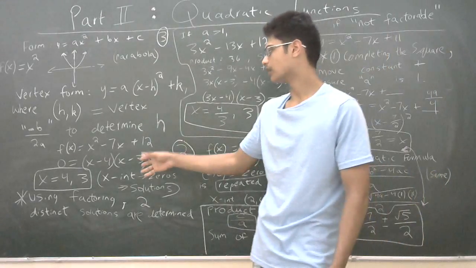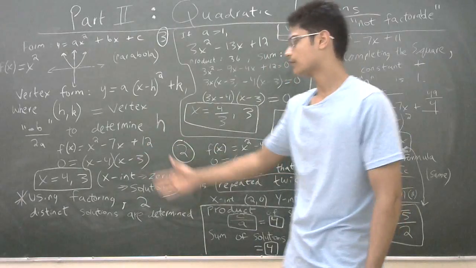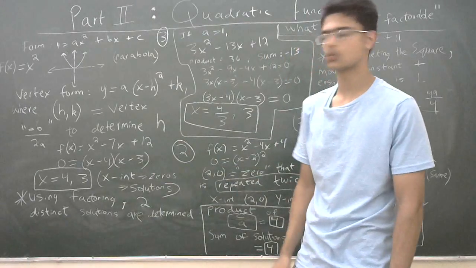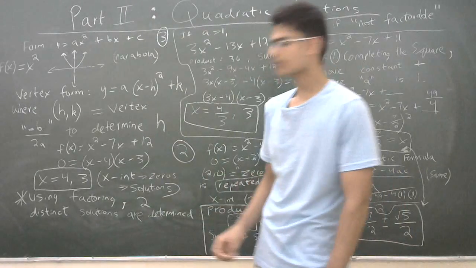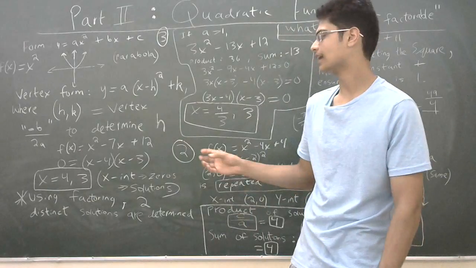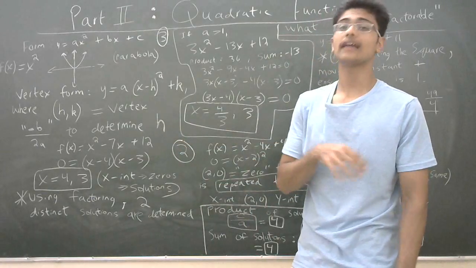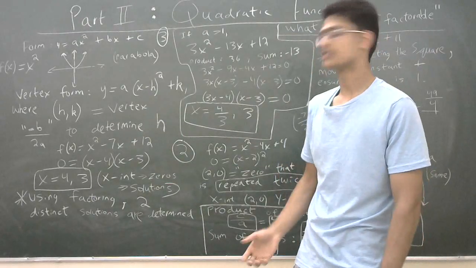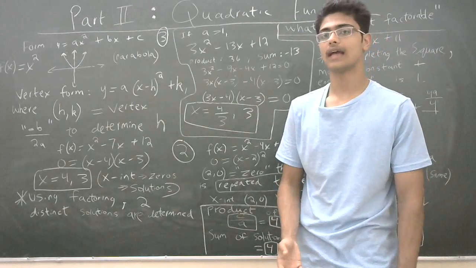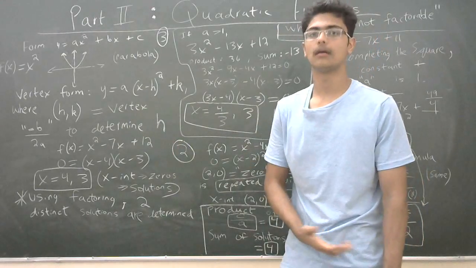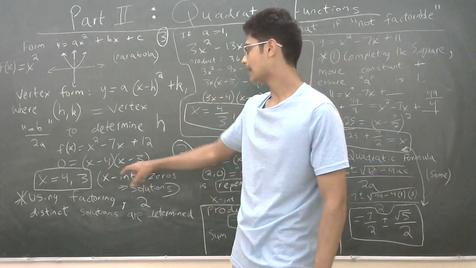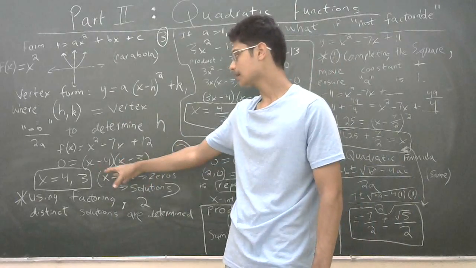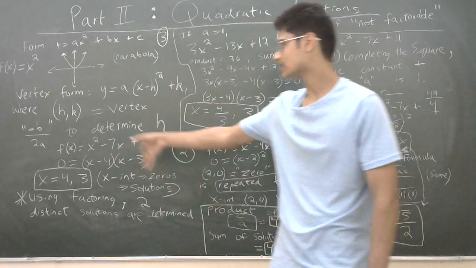Here I have an easy example. If you have something like f of x is equal to x squared minus 7x plus 12, clearly you can factor this. Usually what I do, and many others, is find two numbers whose product is 12 and whose sum is negative 7. In my mind, I know that negative 4 and negative 3 have a product of 12 and a sum of negative 7. So I substitute those values in, and I'd say (x minus 4) times (x minus 3) is equal to 0.